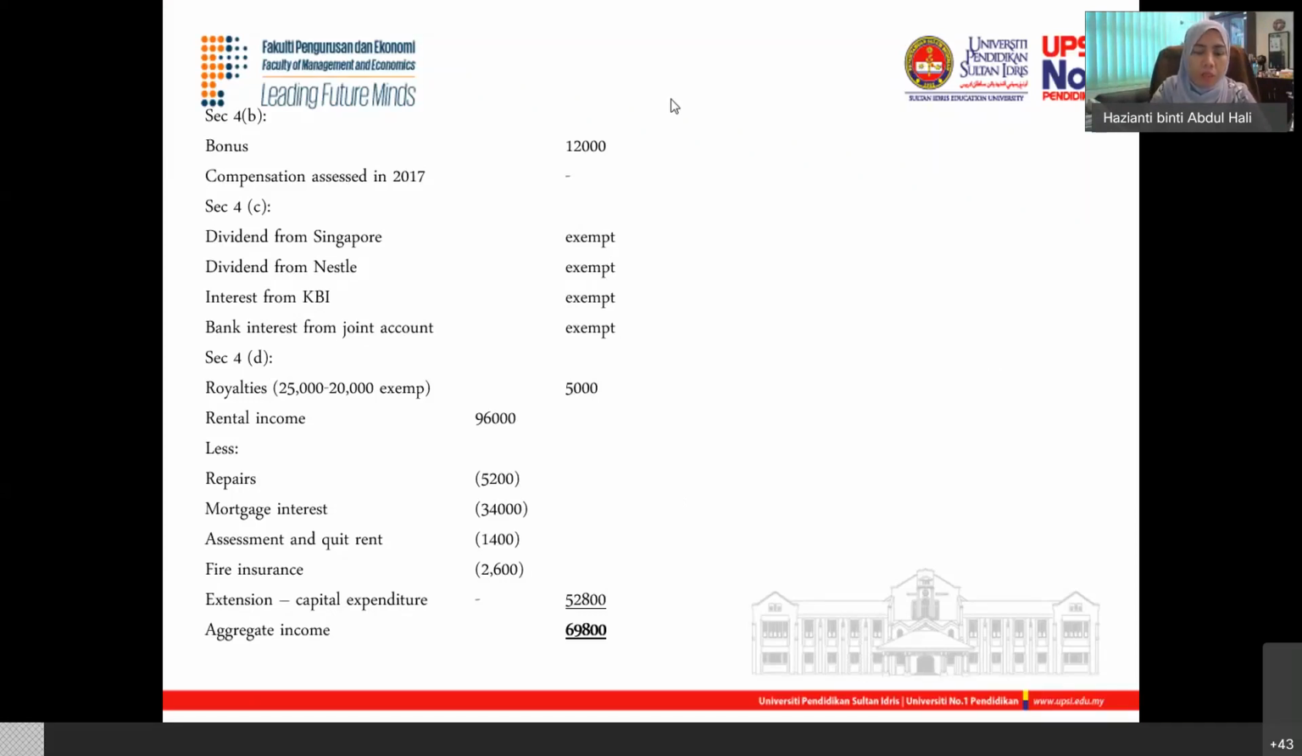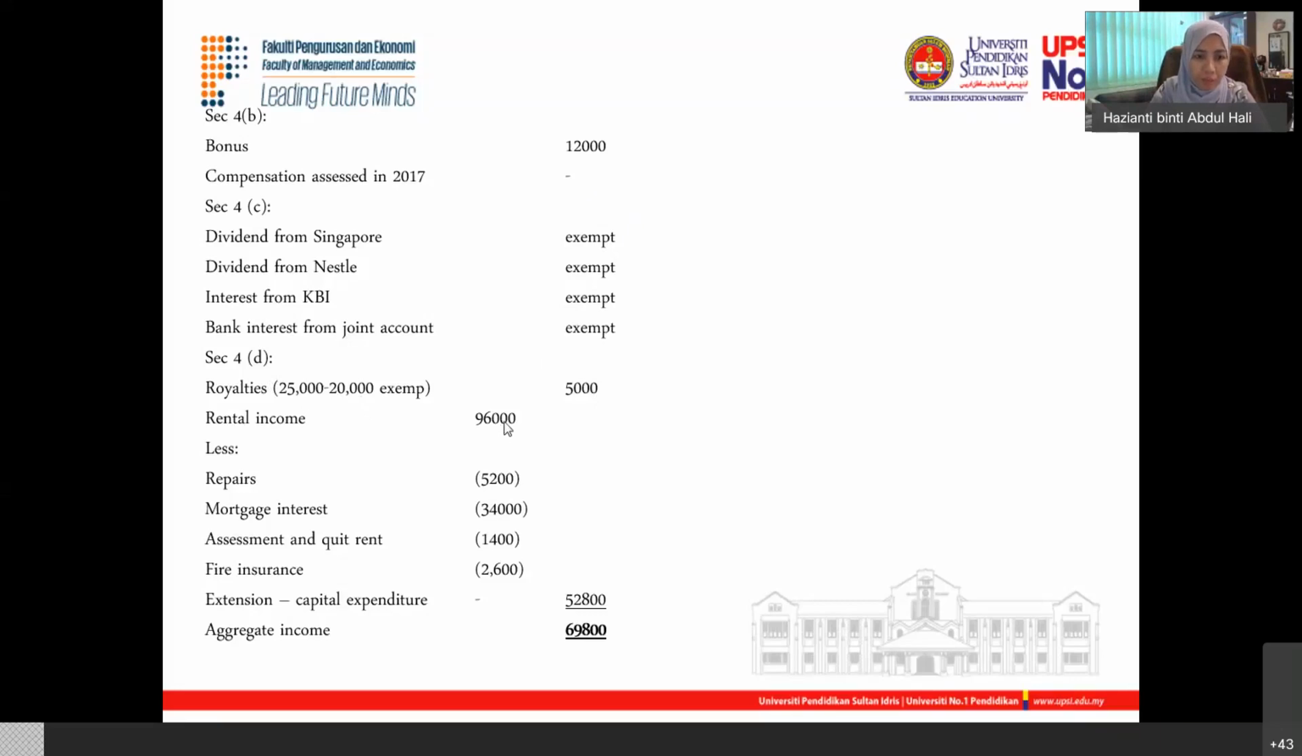So the bonus is 12,000. The compensation was assessed in 2017, so we don't count it, as we are doing year of assessment 2018. Dividend from Singapore, all these are exempted. Nestle exempted, interest also exempted, bank interest from the joint account exempted. Section 4D royalties: the royalties are 25,000 but 20,000 is exempted, so only 5,000 is left.